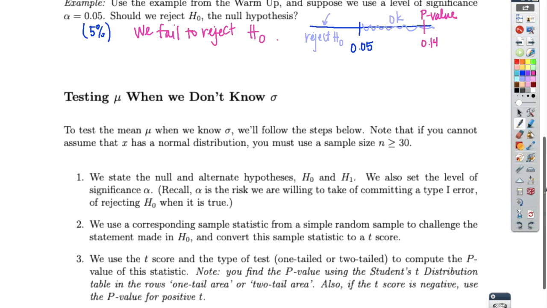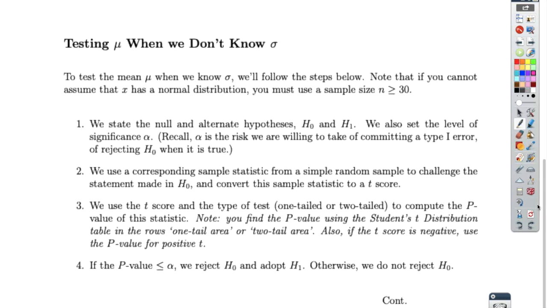Okay, now the other situation is almost the exact same steps with one pretty critical difference. Testing the mean when we don't know sigma. You still have to have your sample size greater than or equal to 30. You'll still state the null and alternate hypotheses. You use the exact same notation.